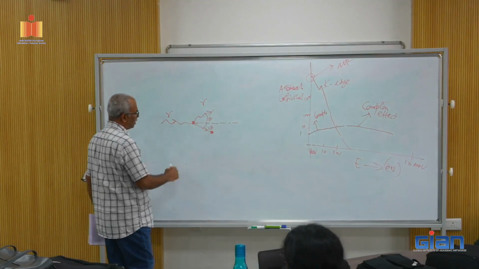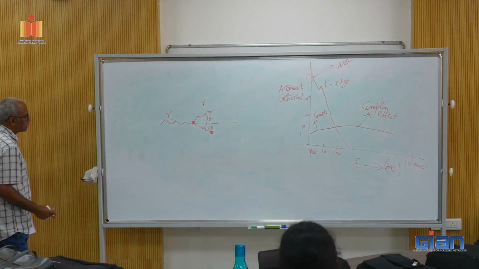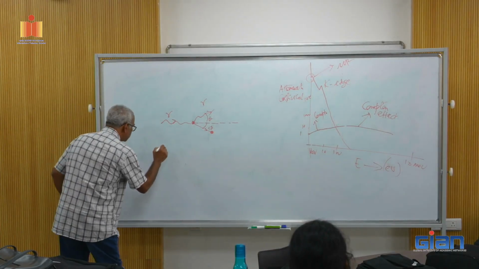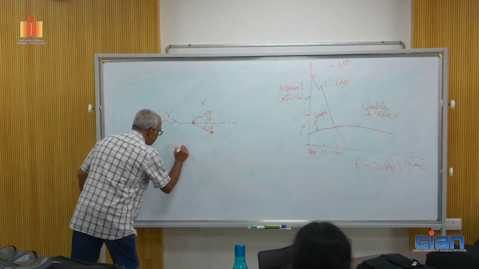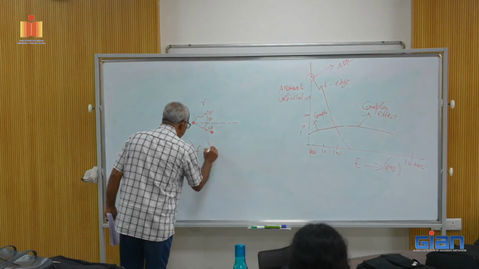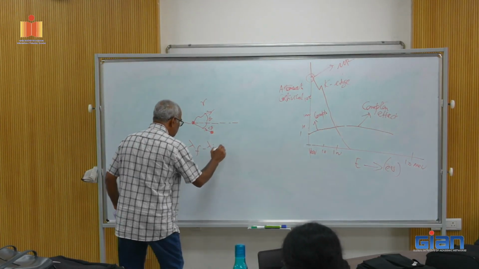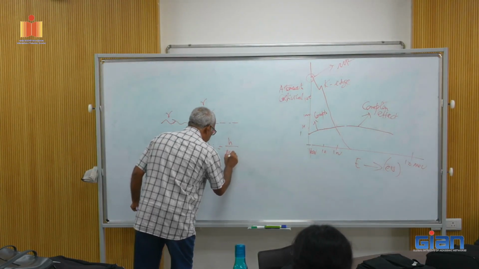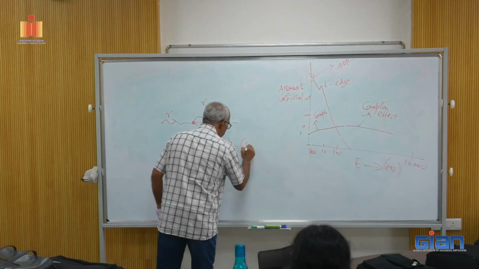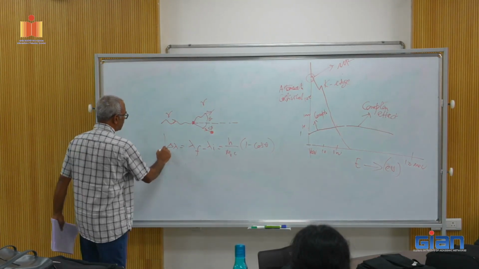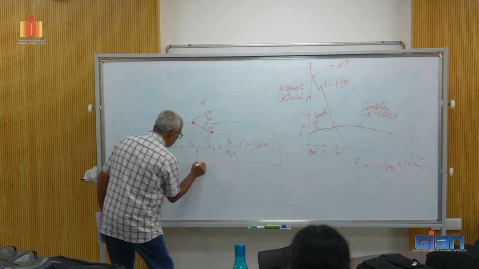All of us are familiar with this Compton scattering, and we know that there will be a change in wavelength. So this is delta lambda, which is equal to the final lambda minus the initial lambda, which is equal to h over m0c, times 1 minus cos theta. Okay, we are familiar with this formula.